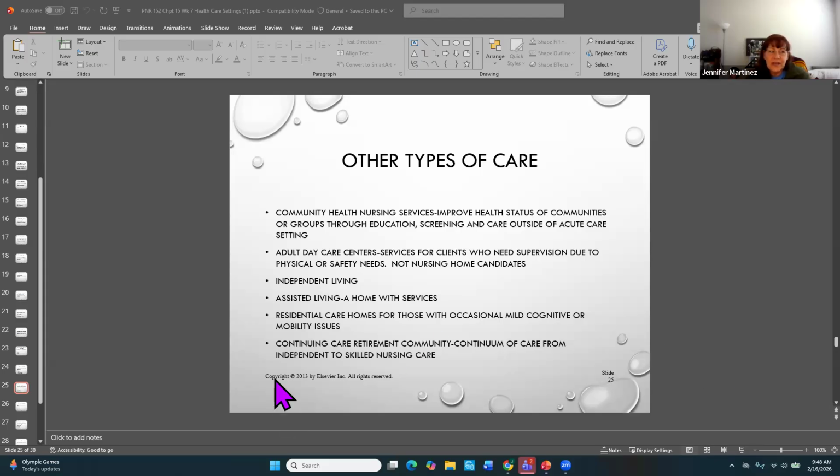And then your continuing care retirement community. These are actually pretty cool as well. And so they provide a continuum. So they may have independent living, assisted living, and long-term and skilled care all on one campus.